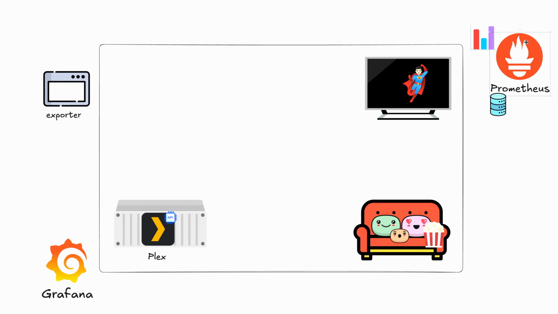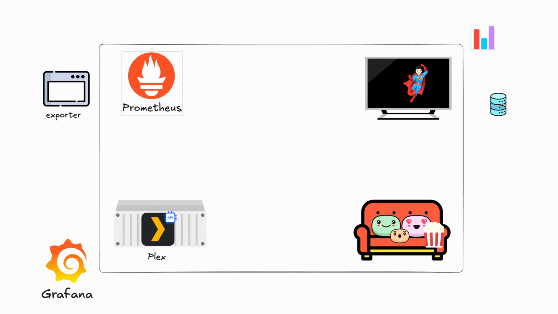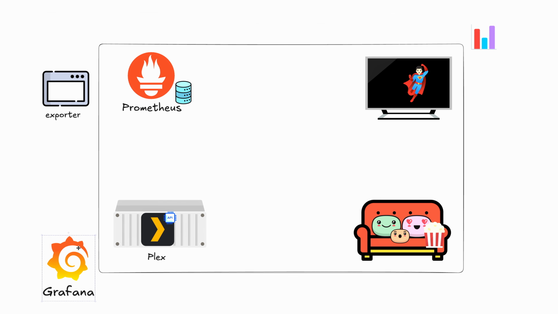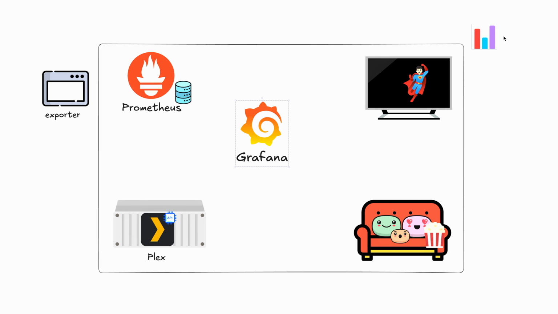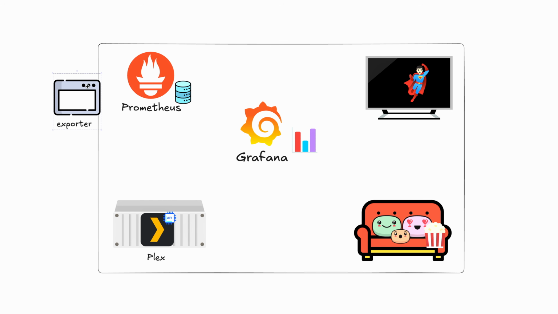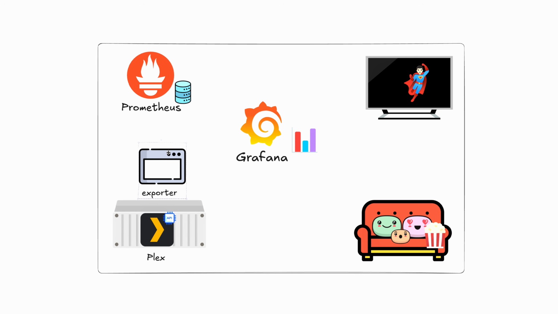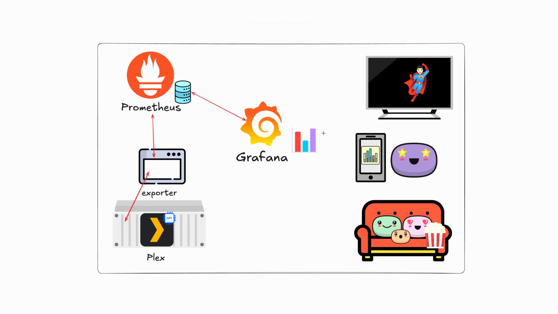Prometheus is a time series database. It scrapes metrics from various endpoints on a schedule. Grafana is the visualization layer. That's what gives us pretty charts, thresholds, and alerts. And exporters? These are small services that expose a metrics endpoint, turning data into Prometheus-friendly metrics. They're lightweight and easy to run.